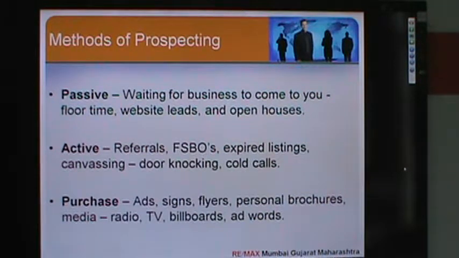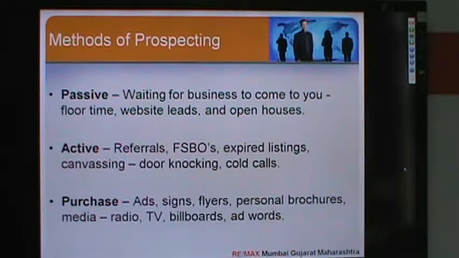So there are 3 methods of prospecting: passive, active and purchase. Passive means you are waiting for business to come to you, like floor time. Floor time is when you are a new agent in your office and your office gives you leads. You call these numbers, these are 10 numbers who may want property to sell or buy. So that is floor time. You get website leads and you get customers from open house.